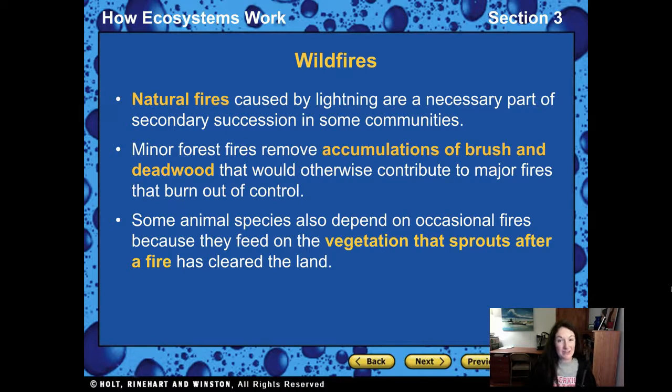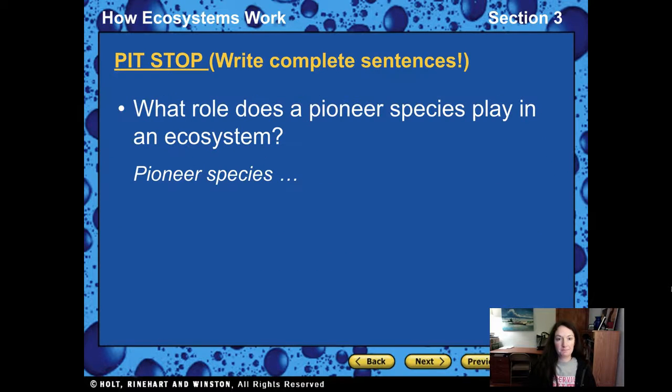Unfortunately, the megafires that we see nowadays are destroying a lot of the older trees. So some that normally would not be burned down, they are getting burned up in these huge fires because there's just so much fuel for them to burn.